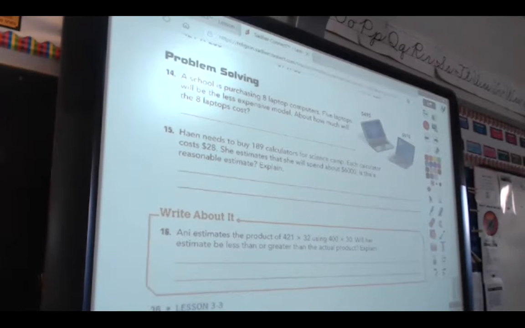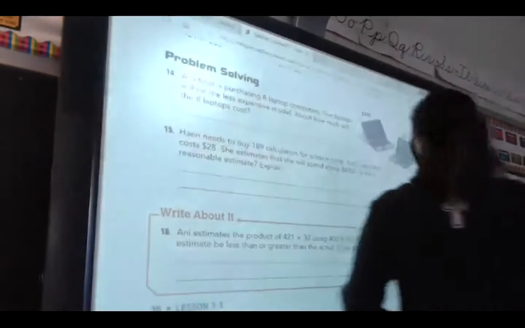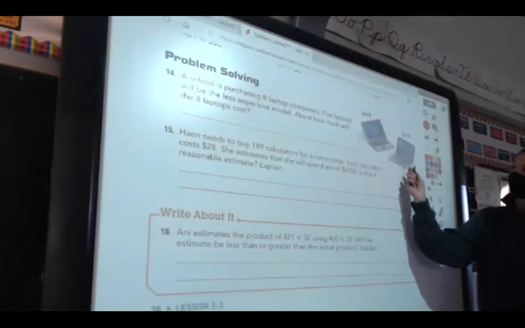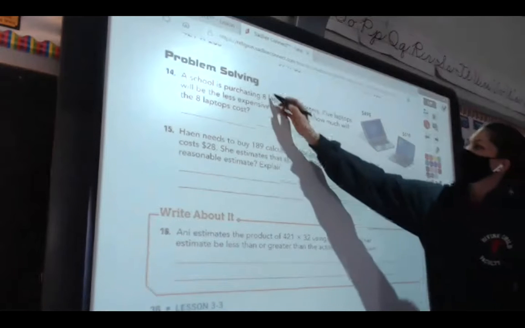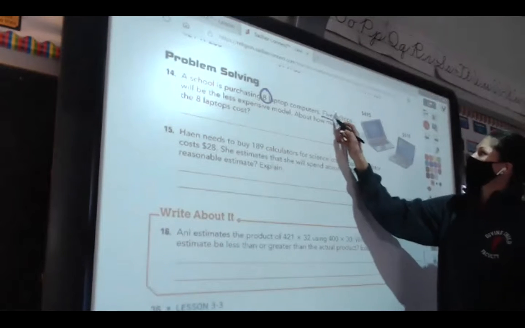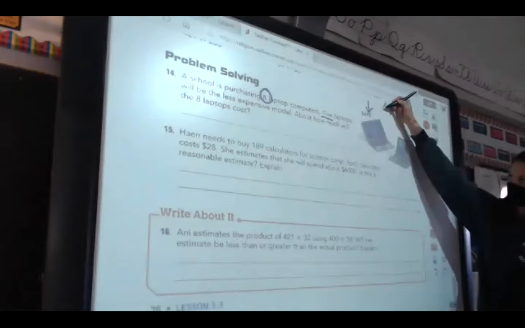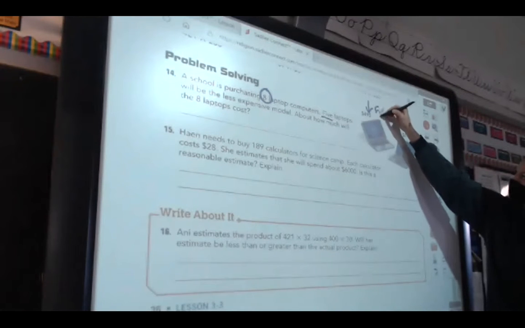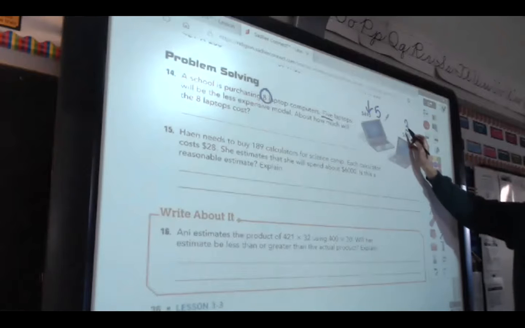So we're on workbook 36 right now. And I'm going to walk you through some of the problem solving and set it up for you a little bit, okay? So let's read number 14 together. A school is purchasing 8 laptop computers. 5 laptops will be the less expensive model. And then it looks like, well, if there's 8 in total, 5 will be the less expensive one, which is right here. And the other 3, so we're going to get 5 of this one. And the other 3, because 5 plus 3 is 8, right?